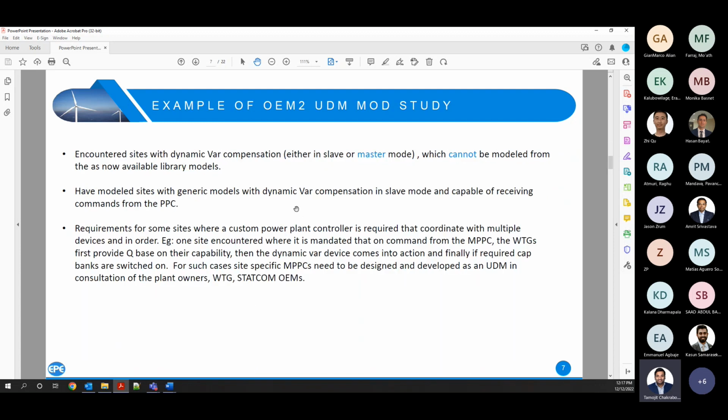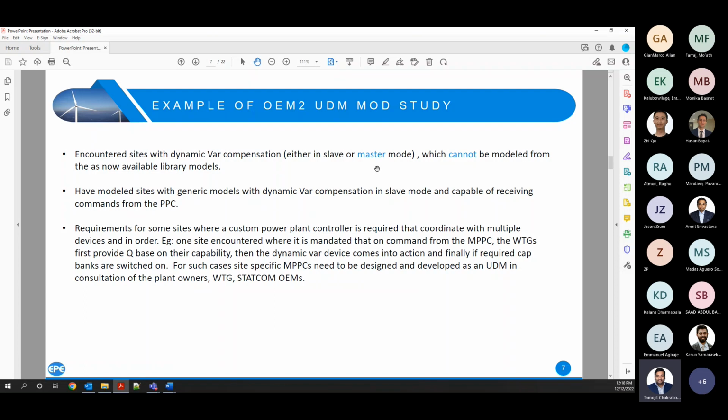Now, does this mean that we only use user-defined models, or we only use generic models? Of course not. We have seen sites where we require dynamic power compensation, where the wind turbine generators could be in a slave mode or in a master mode. In such cases, with the available toolkit of models in the PSSE library, and I'm strictly speaking about PSSE here, I'm going to talk about some of the PSCAD simulations also in later slides, you do not have a model that could represent, let's say, a power plant control. So what should we do in such cases?